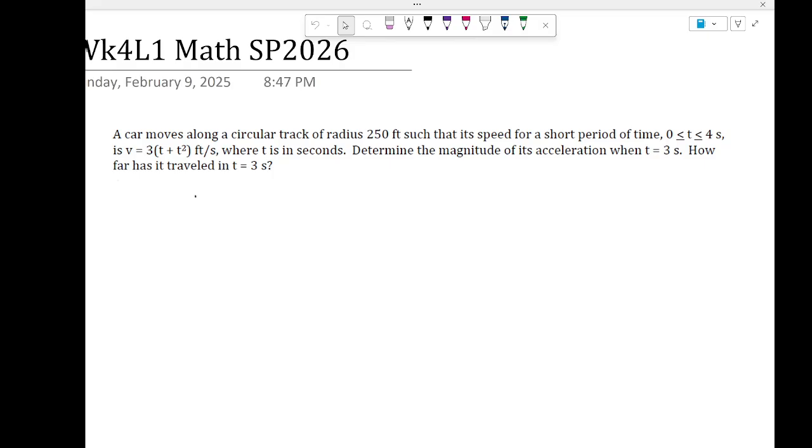Once you have AT and AN, AN is v squared over rho. The v is given here, t is 3, so you can easily find v, or v squared, and rho is 250. You can find AN, the normal component of the acceleration. You find AT as well, which will be dv over dt. You have to do the derivative just one time, and you see you have these two terms. You can do the derivative now.